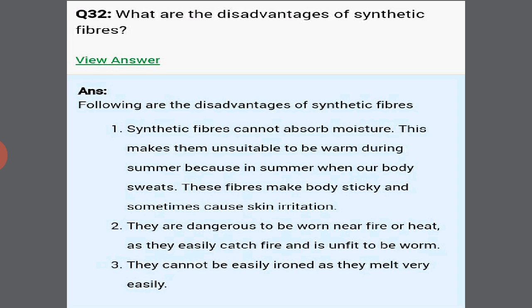They are dangerous to be worn near fire or heat. Very important point to note down. They are dangerous to be worn near fire or heat as they easily catch fire and are unfit to be worn. Third, they cannot be easily ironed as they melt very easily. So avoid ironing synthetic fibers. Very tough to handle them also.